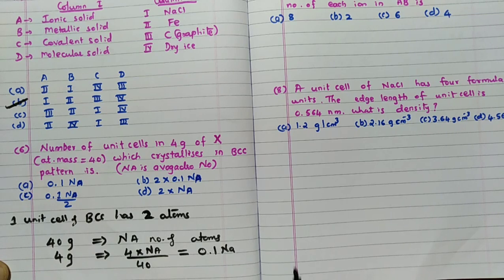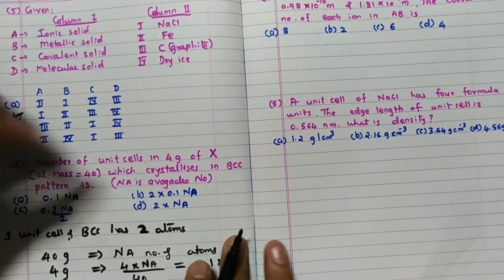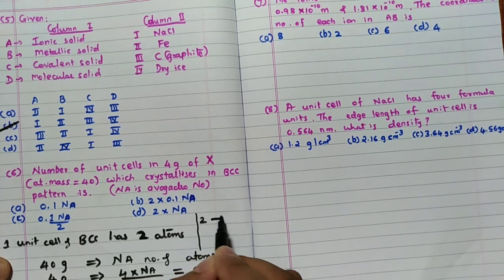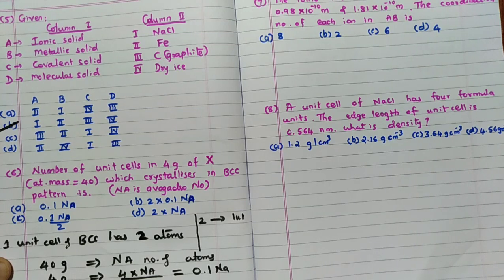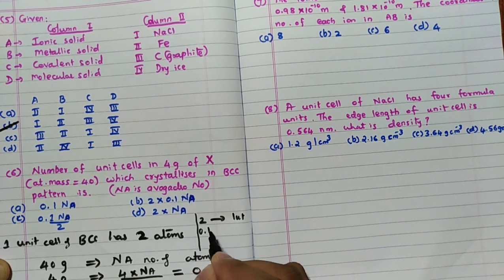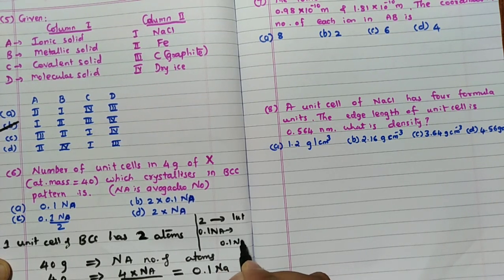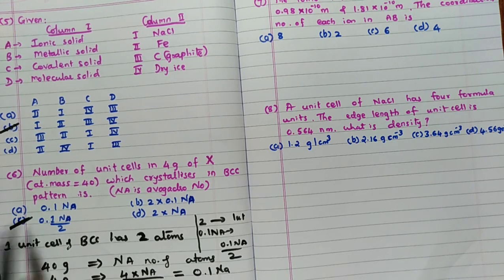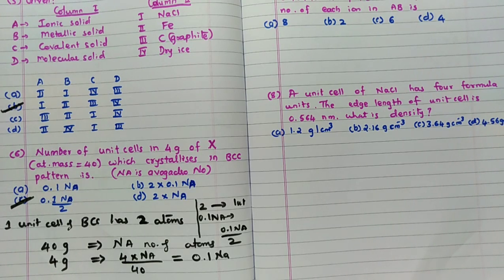Now, very simple calculation. In this particular case, here only I will make it: 2 atoms, 1 unit cell, right? 2 atoms, 1 unit cell. 0.1 Na atoms is nothing but 0.1 Na divided by 2 unit cells. What is the option? 0.1 Na divided by 2. Answer is C. Like this, you can solve this question.